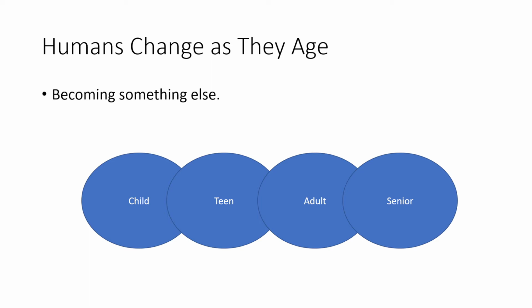Then all that angst kind of leaves us, and as we start getting the ability to support ourselves, we move into this adult role. Finally, some of that independence is taken from us, and we start to get slower as we age, and we move into the senior role and start to retire from our jobs and stuff.